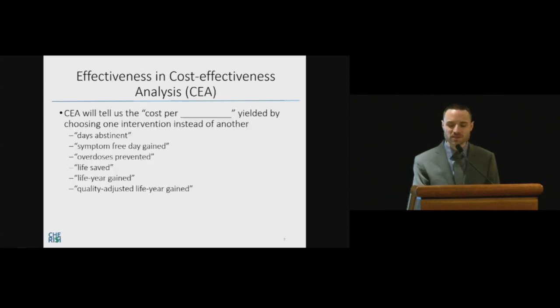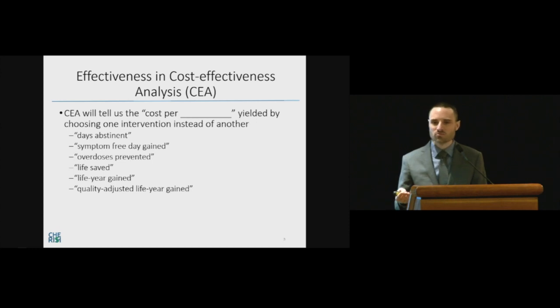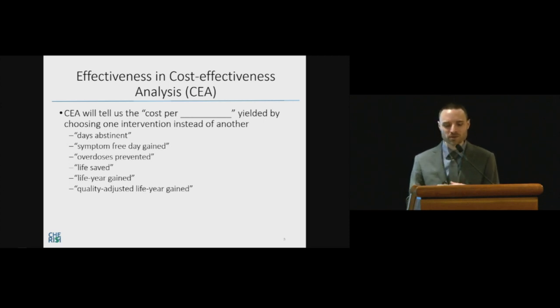Okay, so what about effectiveness? Well, there are a number of different things that we can include, right? We're always comparing one intervention to another, and we're going to get much more into this later. Dr. Linus is going to give us a great overview of cost-effectiveness analysis. But at any rate, we can really put anything in there, and especially if we're looking at a specific disorder, there might be some clinical measures that are very helpful, very useful, and very intuitive, right? If we're looking at substance use disorders, for example, we may want to talk about days abstinent, a symptom-free day gained, overdoses prevented, or we may also want to look at, say, life saved, life year gained, or what we're going to spend most of our time talking about, the quality-adjusted life year gained. And so I'll motivate the use of that a little more.